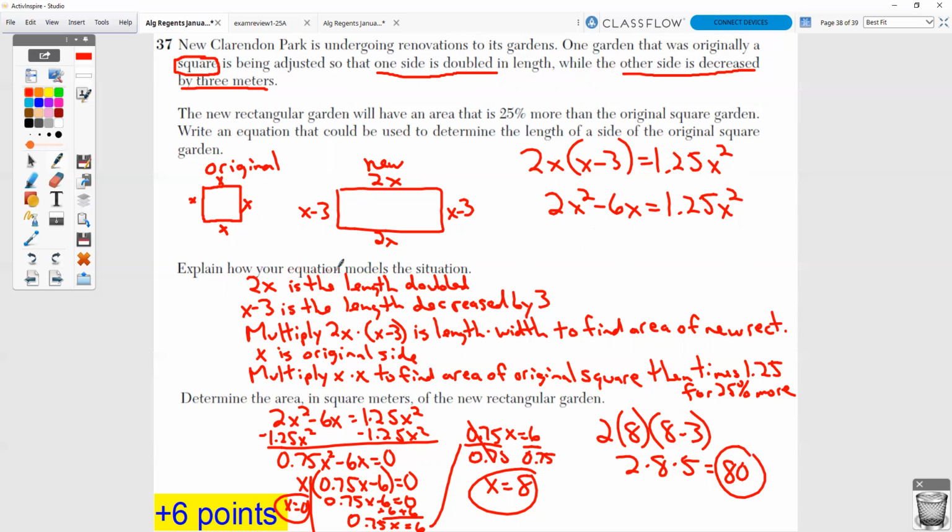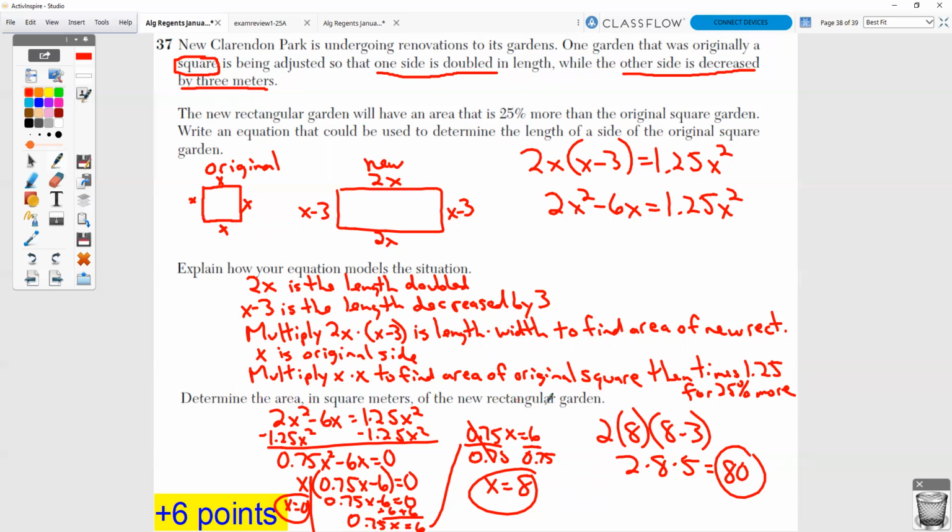Explain how your equation models the situation. Well, you have to explain what each part of that is. The 2x is the length that's doubled. The x minus 3 is the length decreased by 3. Multiplying the two together is the length times the width to find the area of the new rectangle. The x is the original side. Multiply the x by the x to find the original square, and then times 1.25 for 25% more. This explanation is worth 2 points.